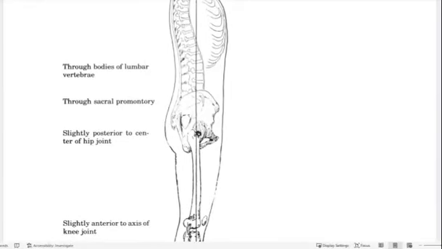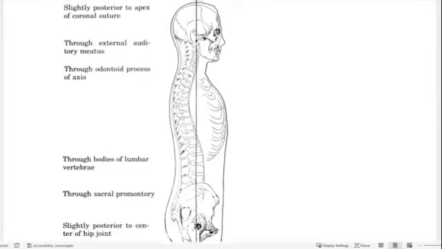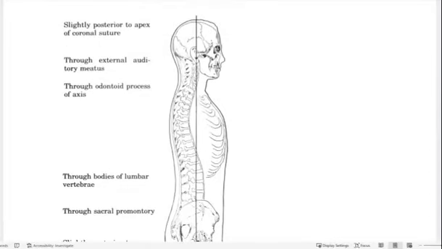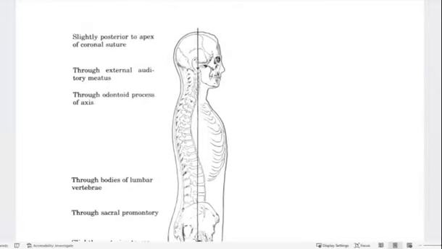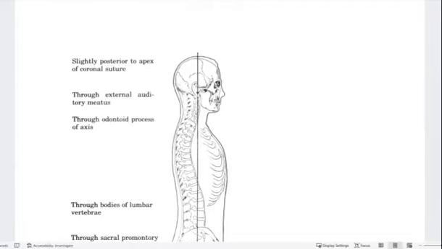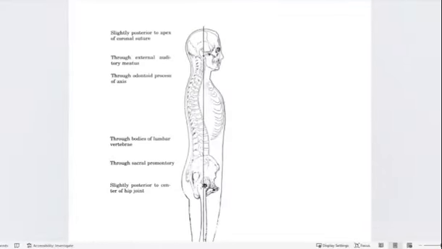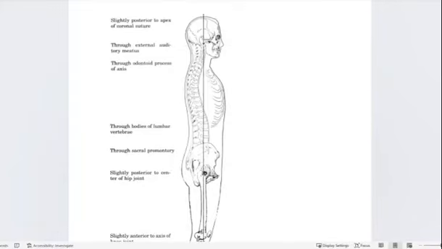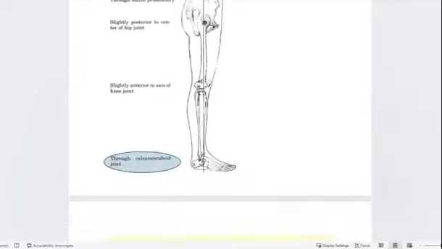Now we have a plumb line, or imaginary plumb line, that is used to look at the posture. Okay, I want you guys to just look at this picture, and to see how this plumb line is going through all the body structures, and that's where, roughly, we say that's where your ideal posture is.